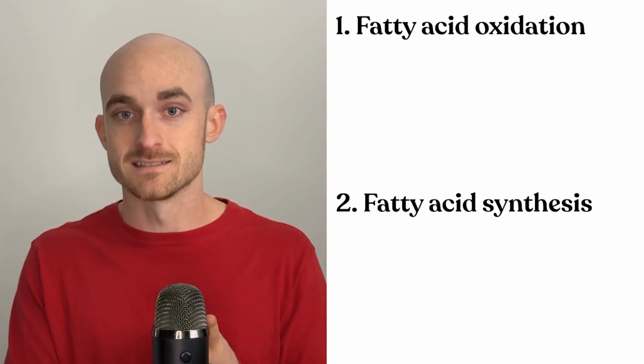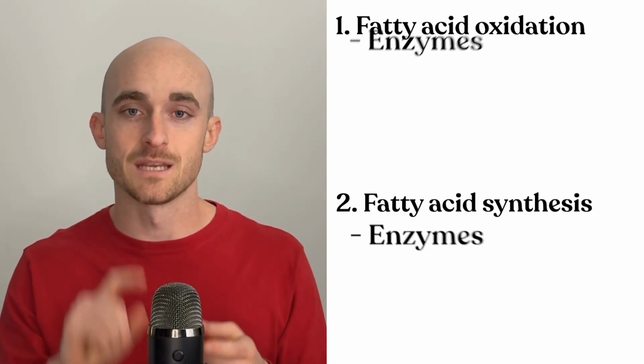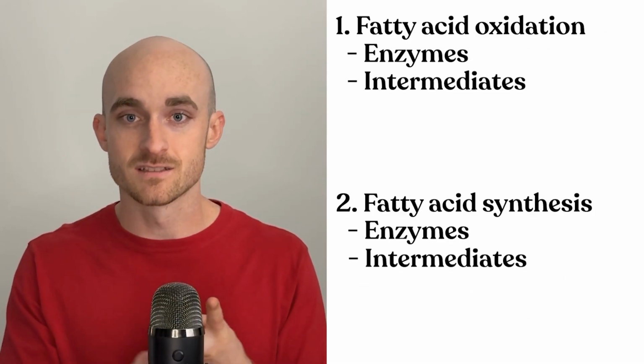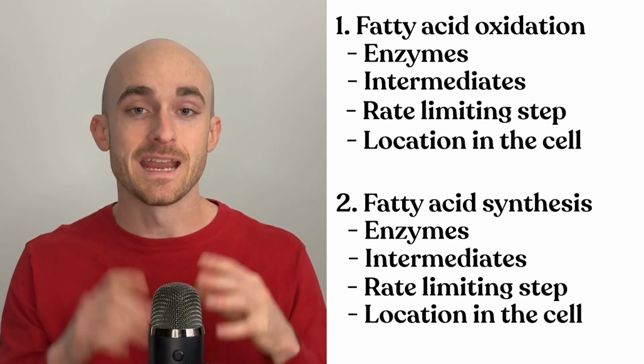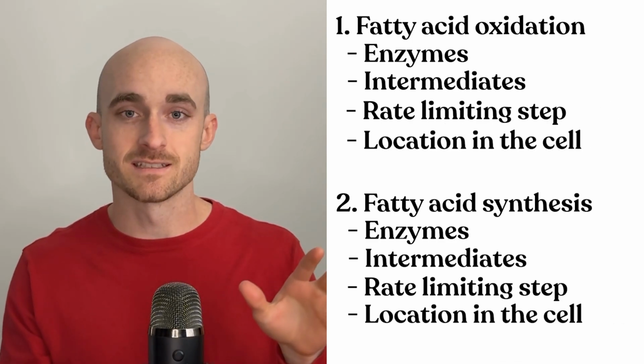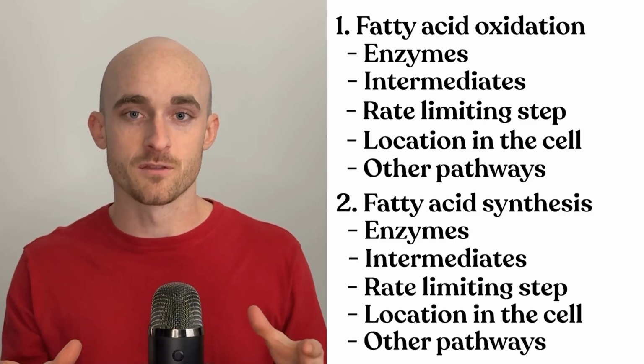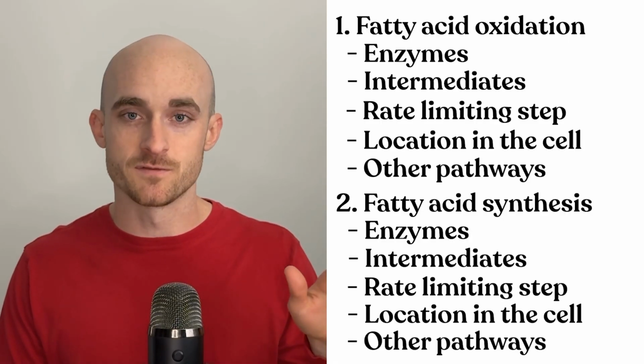For example, for this question, you would want to try to recall all that you can about fatty acid oxidation and fatty acid synthesis. This would include things like naming the enzymes, the intermediates, the rate-limiting step, the location in the cell that these take place, and you could even talk about how these processes relate to other biochemical pathways. I'm not going to get into all of that in this video because of how much time it would add, but I will do that in future videos where I'm breaking down passages.